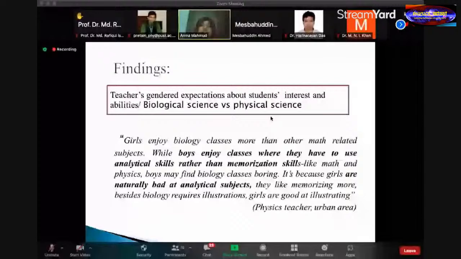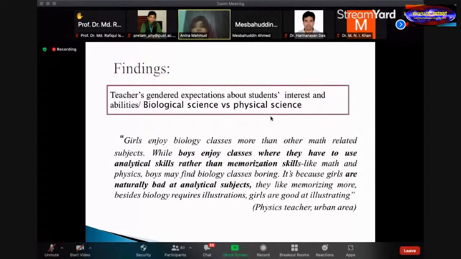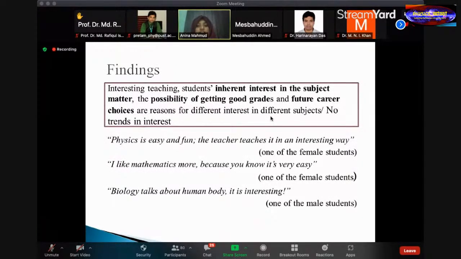They say that girls do not have that much interest in physical sciences, that they are good at biological sciences, and that boys are better at analytical subjects like physical sciences. However, contrary to the teachers' opinion, the students do not show any trend like that. They say girls and boys like different subjects for different reasons. There is no trend like girls like biology, boys like physics. Boys and girls like different subjects because of their inherent interest in the subject, their future trajectories, or what the subject brings us.